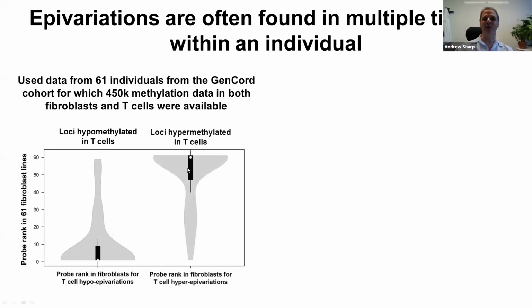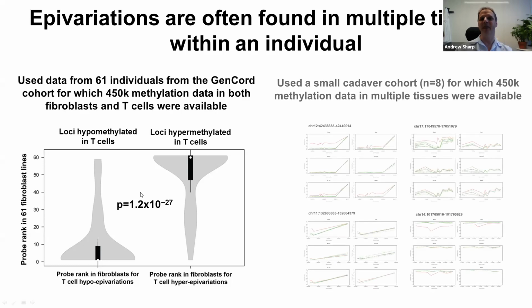And then the converse was true. So if you had a gain of methylation in T cells, that locus was nearly always very highly methylated in fibroblasts too. And again, very highly significant. So basically there was strong concordance here between blood and fibroblasts.